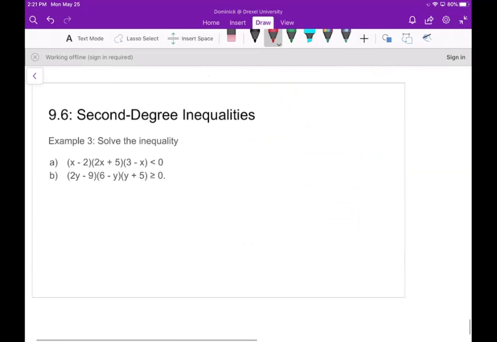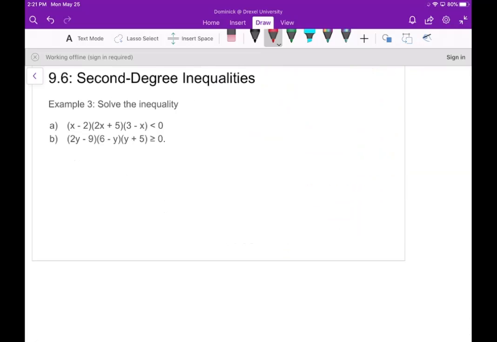Okay, so last two examples. Now we'll talk about how we can extend this to if there are more than 2 factors. Well, we just do it the same way we did before. So we have x minus 2, 2x plus 5, and 3 minus x. All right, so now this is actually third degree, because if you distribute all this out, you're going to end up with an x cubed term.